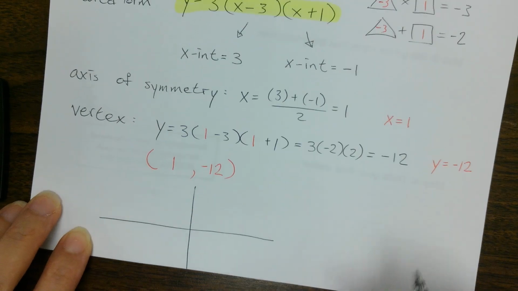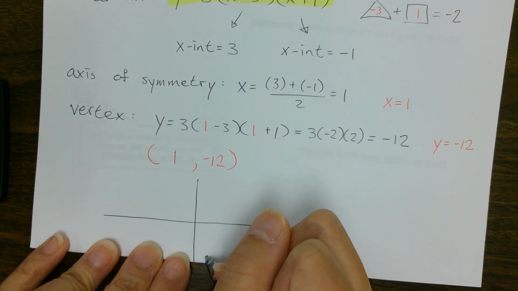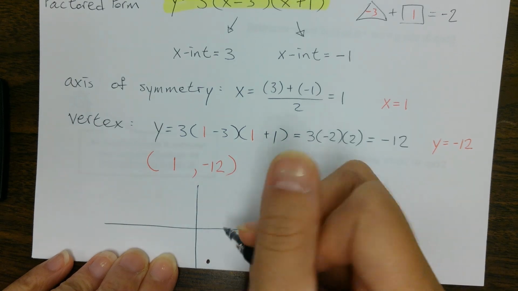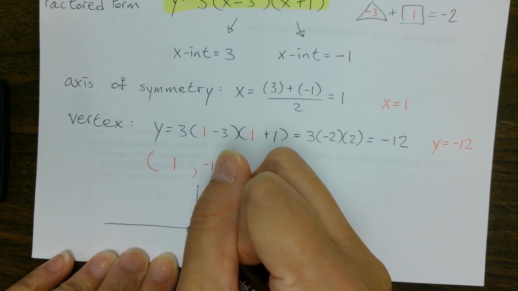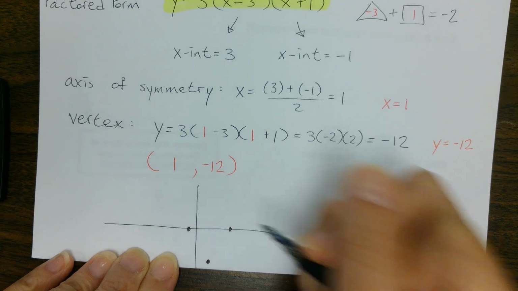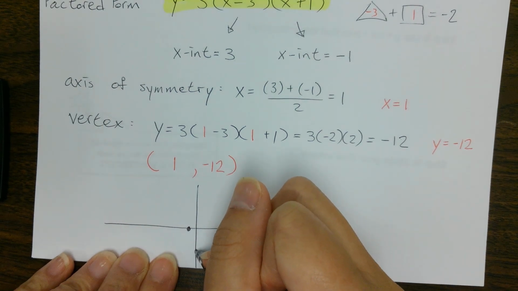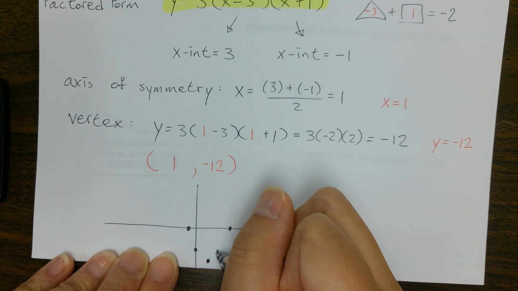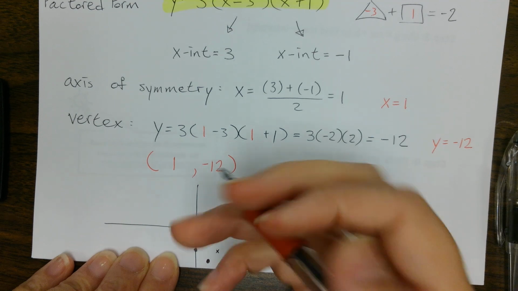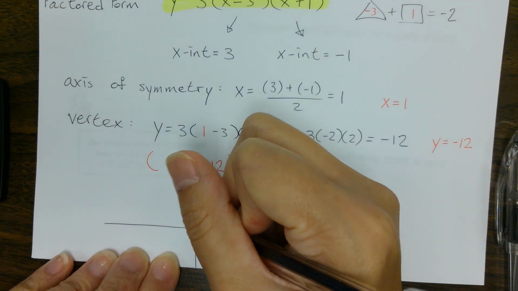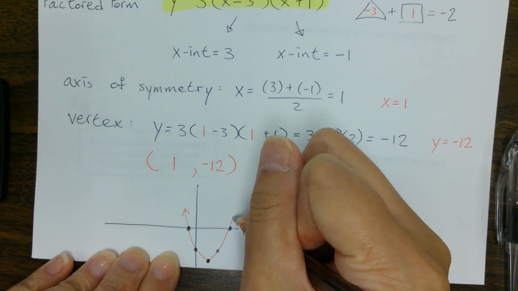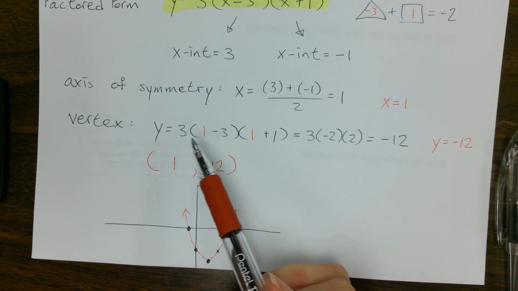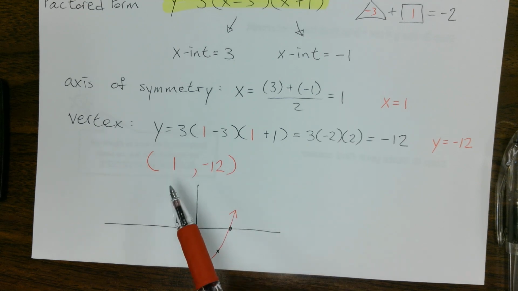okay, my vertex 1 and negative 12. Somewhere like right here. My x-intercepts, we said it was 3 and negative 1. Right here. Our y-intercept was negative 9. Right here. All right. Symmetry means that the other point is over here. Okay. So there you go. There's our parabola. Looks good because looking at the equation, I know it's a parabola opening upward.